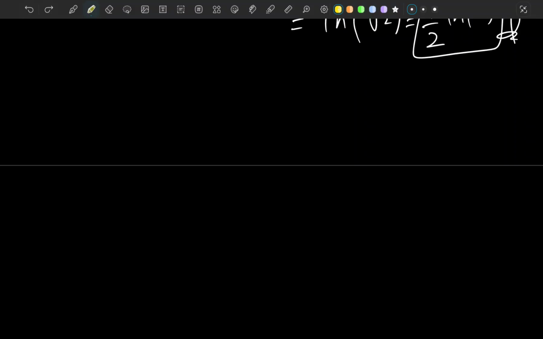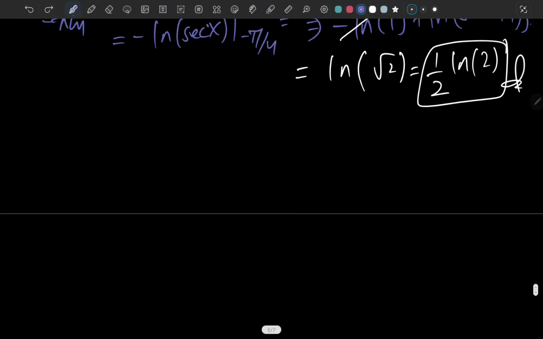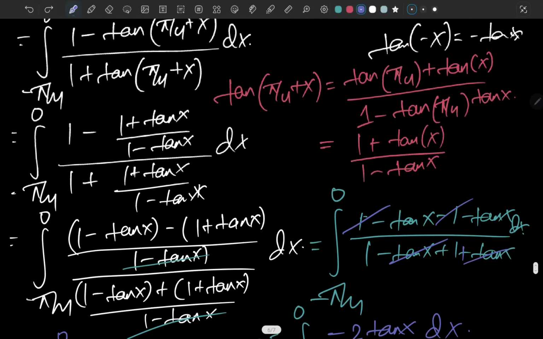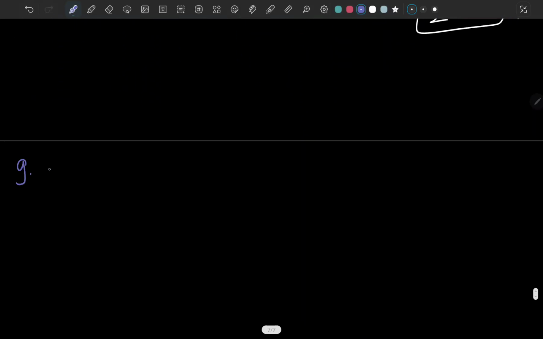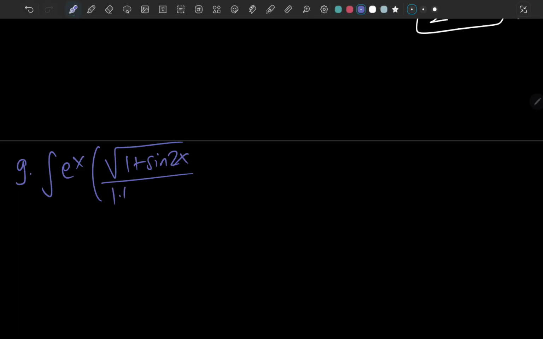I'm having some sort of integrals. I can see it on my phone. Let's do that. Okay, so another integral is, let me just use this page instead. It was 8, so another integral is 9th. So 9th is the integral of e to the x times the square root of 1 plus sine of 2x over 1 plus cosine of 2x.